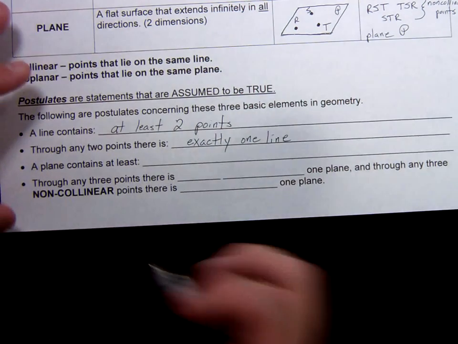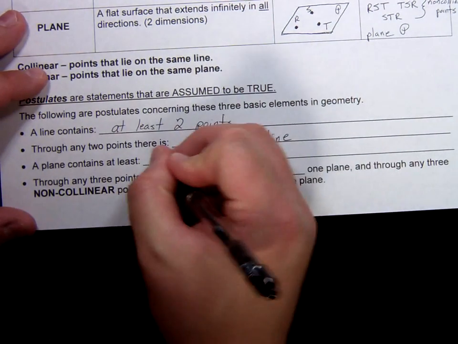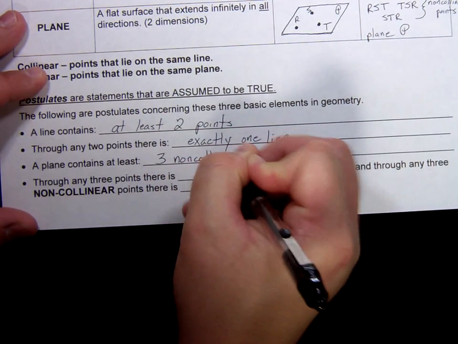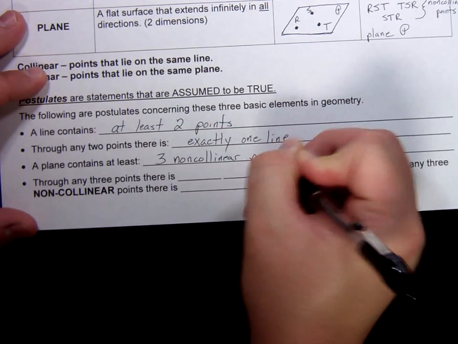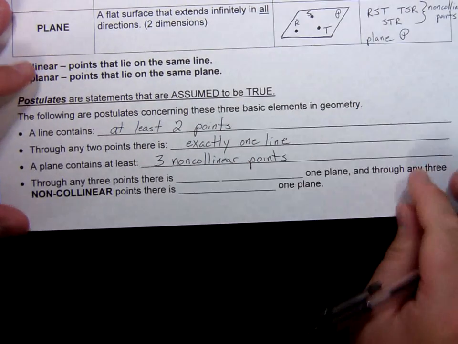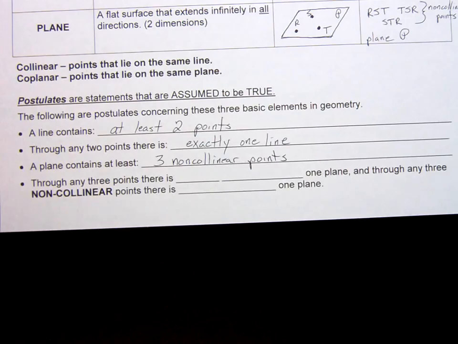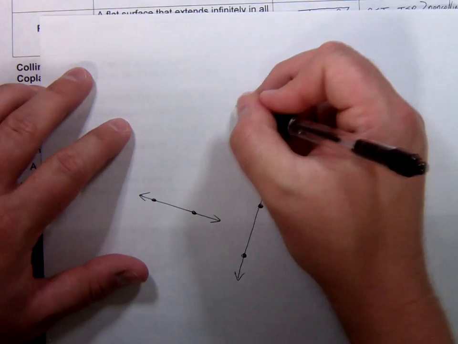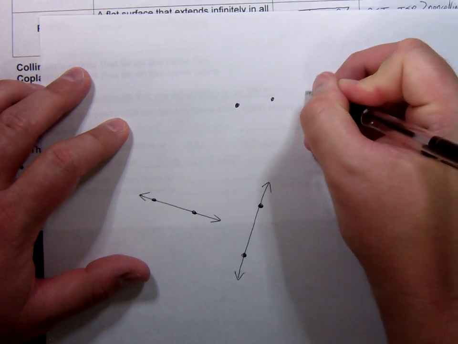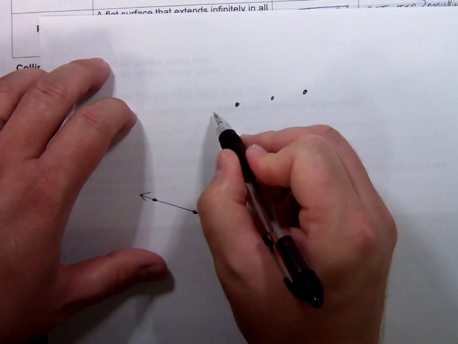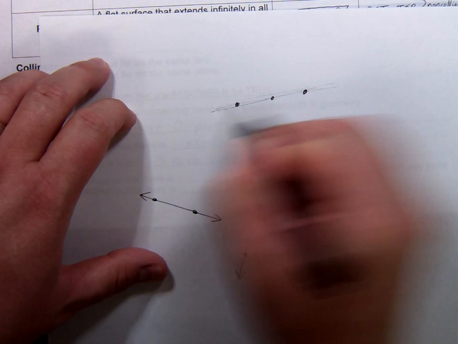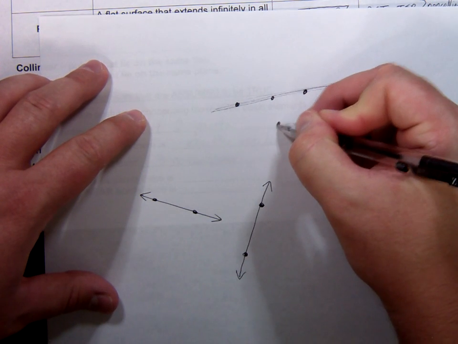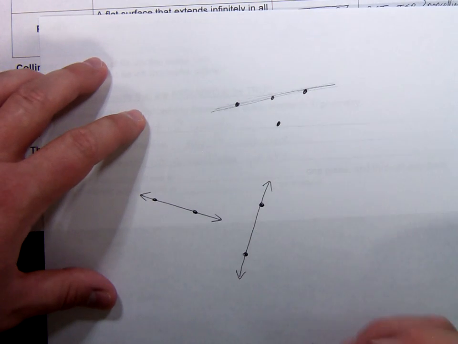A plane contains at least 3 non-collinear points. Remember, you need 3 points to name a plane. And they can't all be in the same line. They can't be collinear, because if I have 3 points all in the same line, I've only been given that 1 dimension, a line. I need 1 point to come off of that line to provide that 2nd dimension to create a plane.